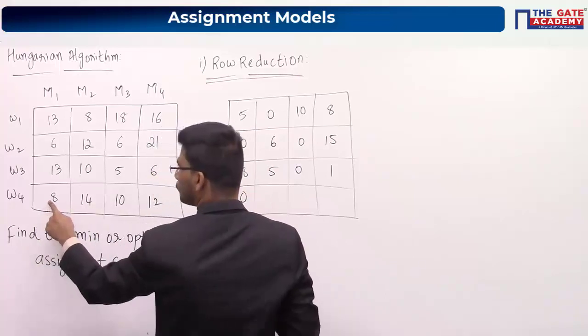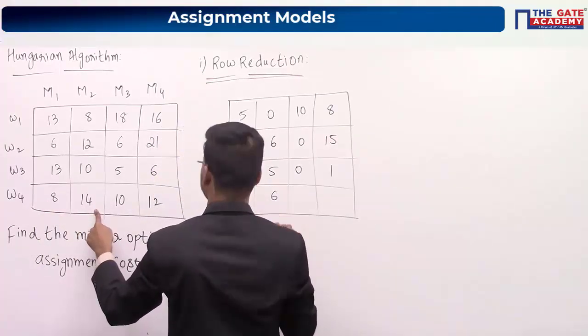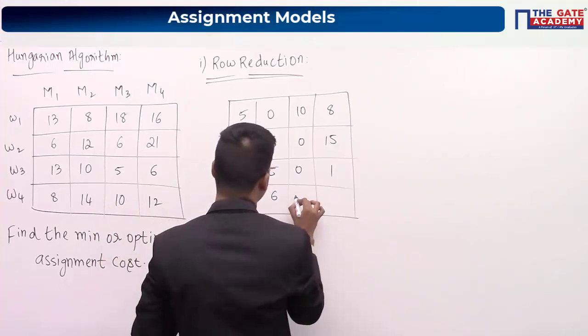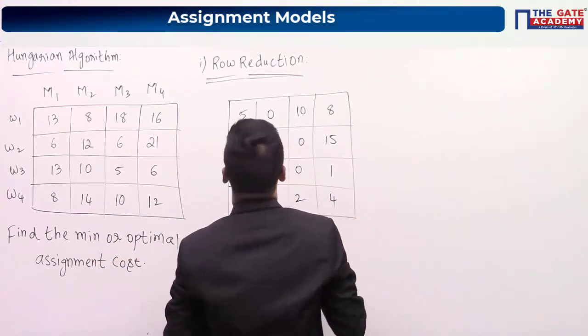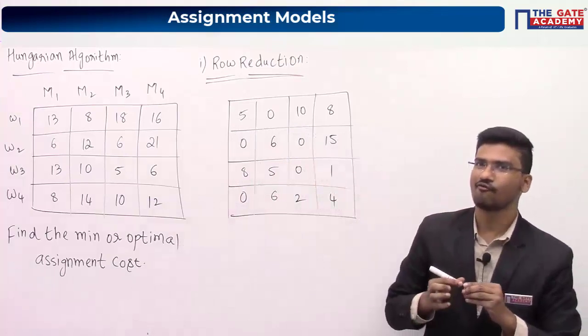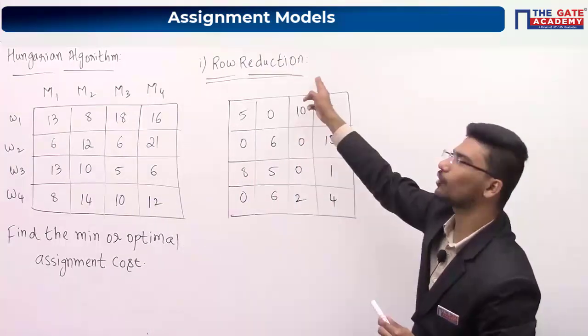So 8 minus 8, 0. 14 minus 8, it will be 6. 10 minus 8, 2. And 12 minus 8, 4. So this is your step number 1, where we are doing row reduction.